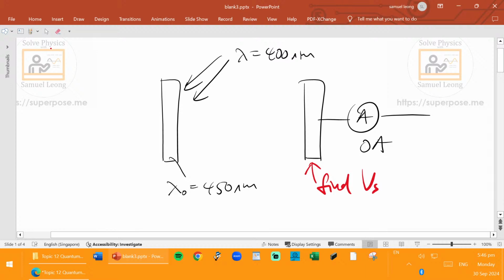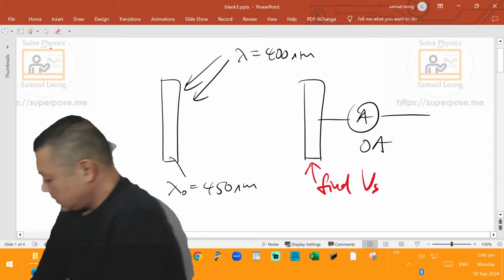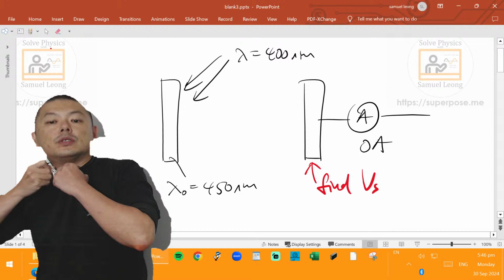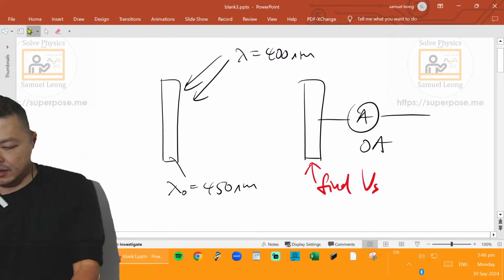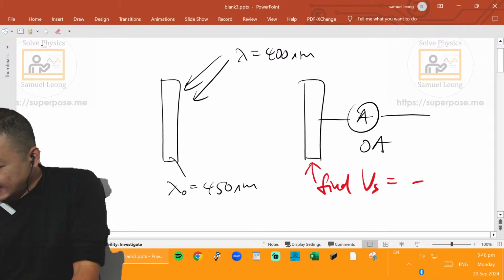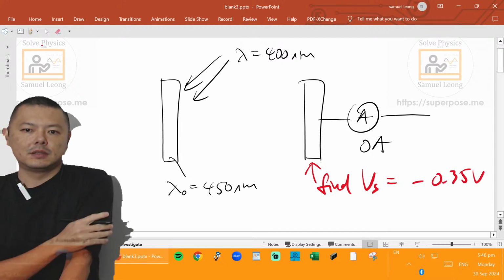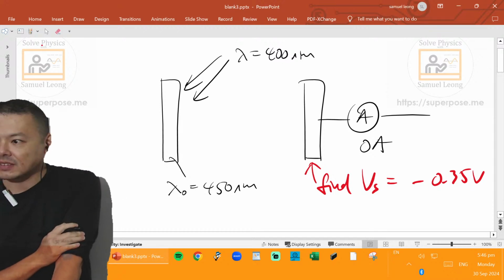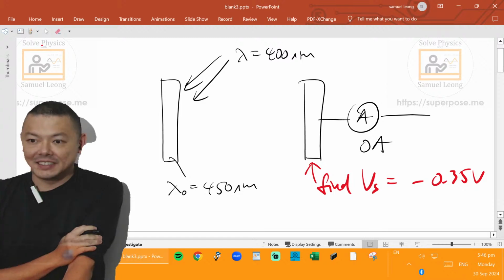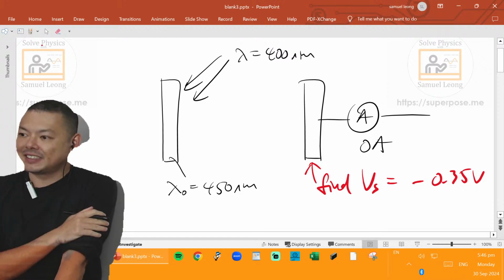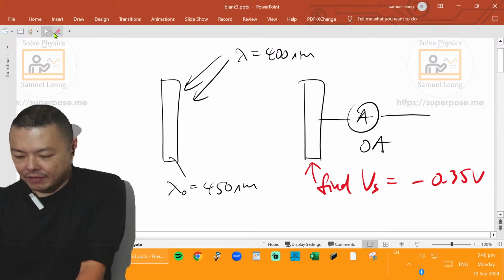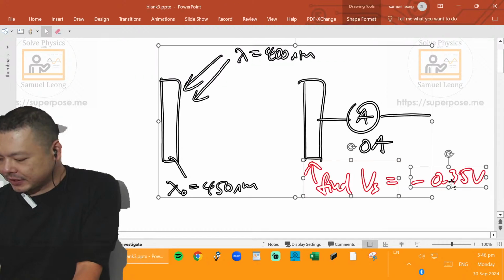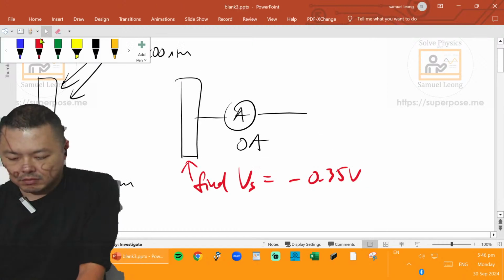Okay, now what's the stopping potential? 0.35 volts. Oh, okay, that's all. So this is negative 0.35 volts. Yes, negative 0.35 volts. Does that make sense, right? Okay, so what would this look like on a graph? Anyone who's unsure about this, like how do you get the stopping potential to be negative 0.35? Everyone's okay, right?